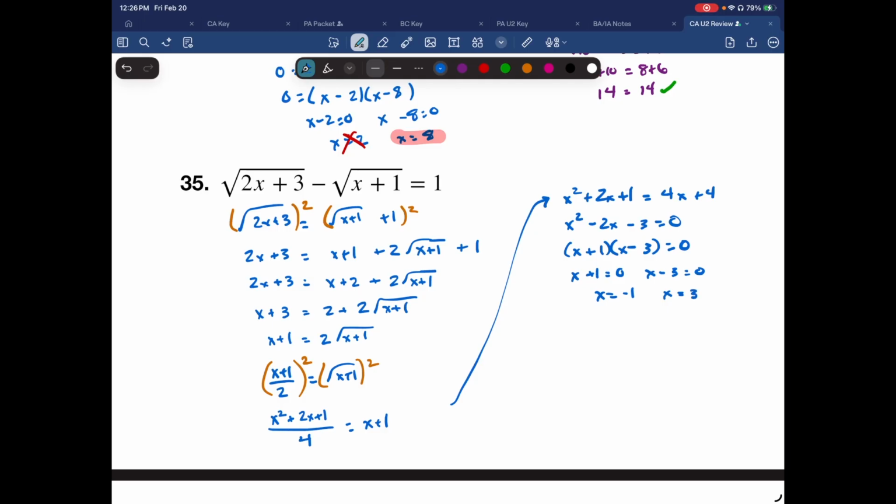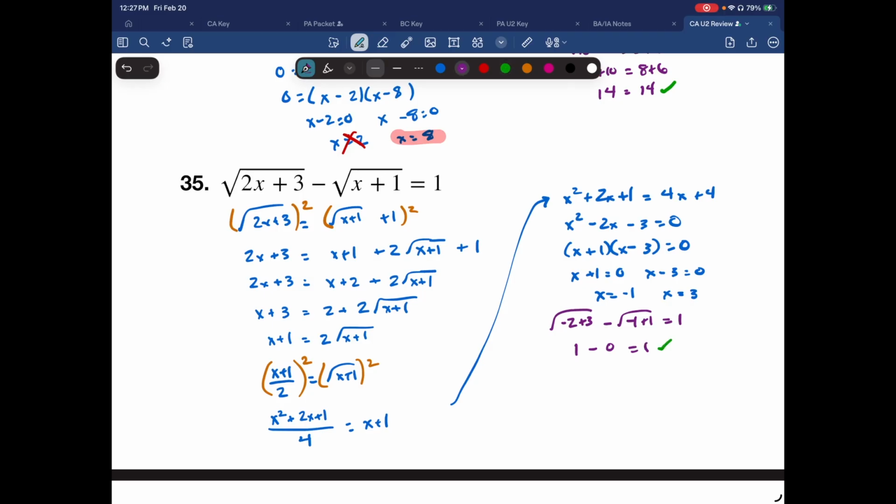Now, again, I need to check both of these solutions, so I'm going to plug in negative 1. That's going to give me negative 2 plus 3 minus the square root of negative 1 plus 1 equals 1. Negative 2 plus 3 is 1, and the square root of 1 is 1. Negative 1 plus 1 is 0, square root of 0 is 0, so 1 minus 0 equals 1. That works.